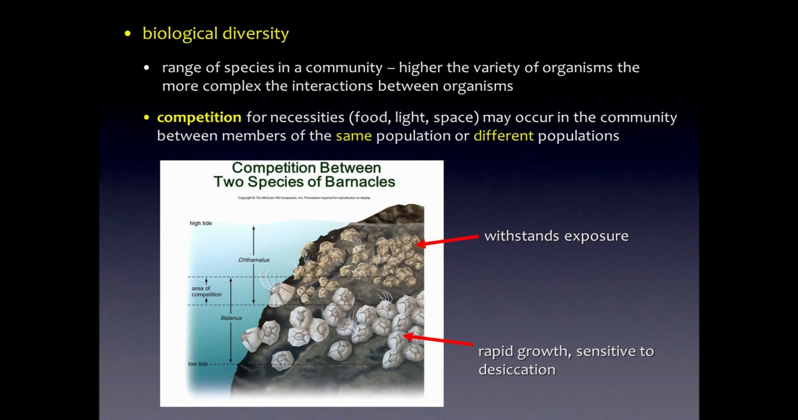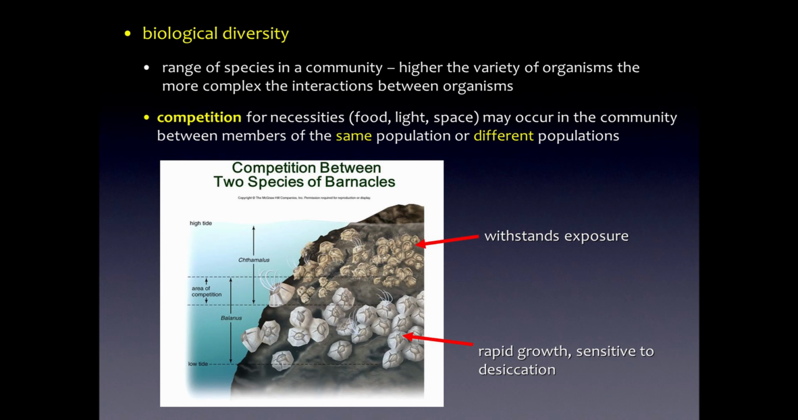One of these is competition. You can imagine if you have a whole bunch of different species within a community, or a whole bunch of different genera, they're all going to be competing sometimes for the exact same products, for the exact same things that they need to live, necessities of life. So things like food, things like access to light, things like even space. And we can see this competition occurring, as it says inside here, between members of the same population or of different populations.